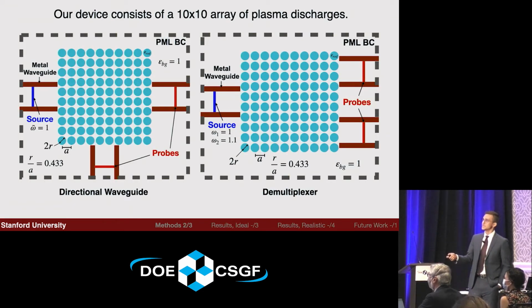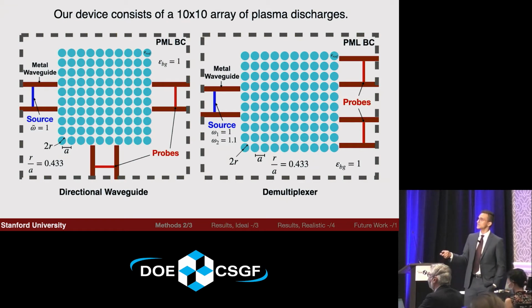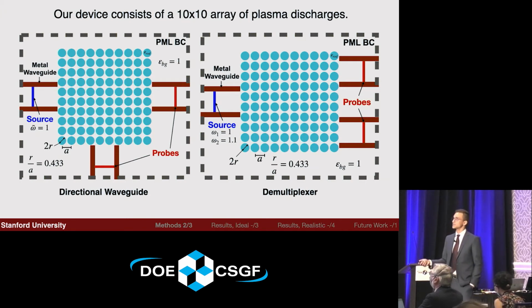So our device is very simple. It's just a 10 by 10 array of plasma discharges, cylindrical discharges like rods, like you saw in that earlier image. Then you have these input and output waveguides. You have a source on the left, and then these probes on the right that we use to calculate the objective function for our optimization algorithm.